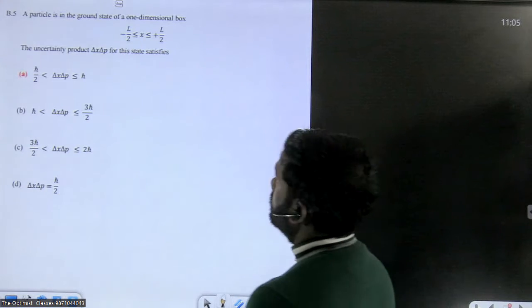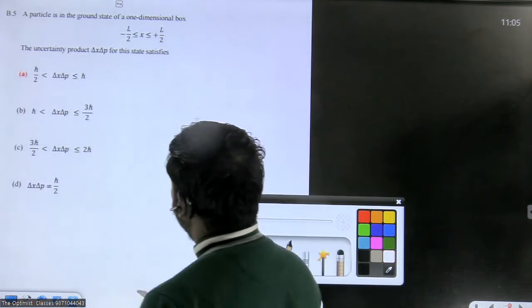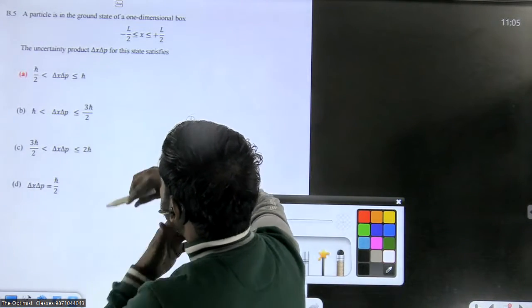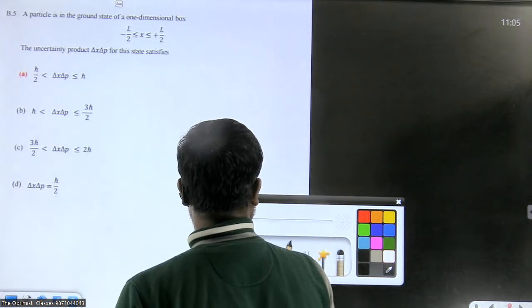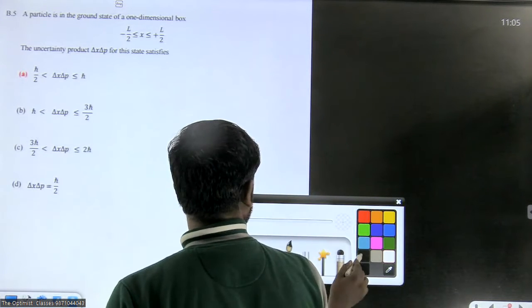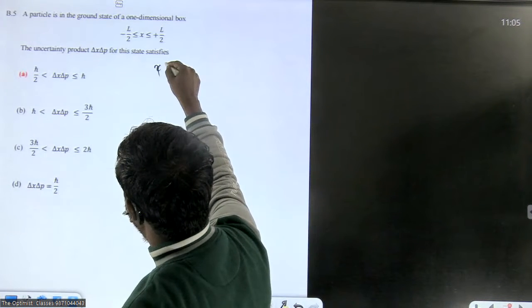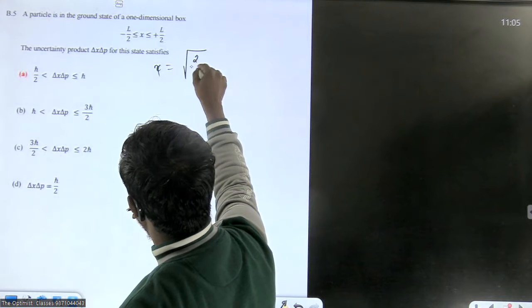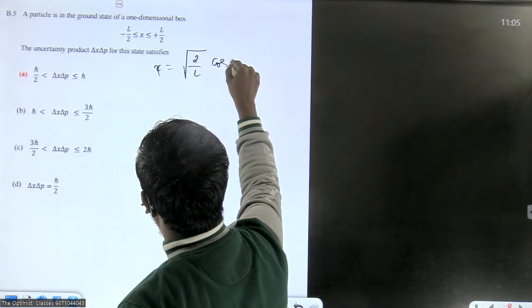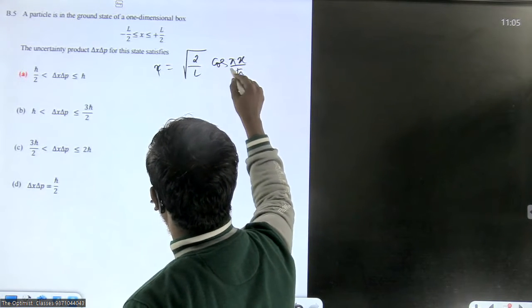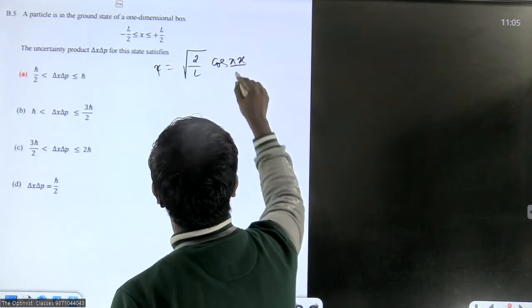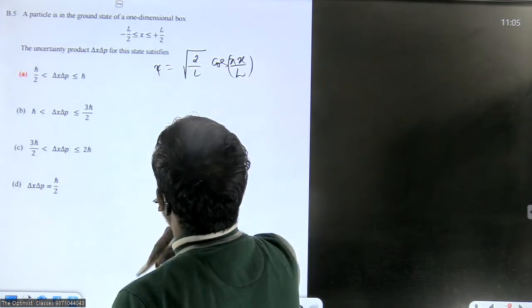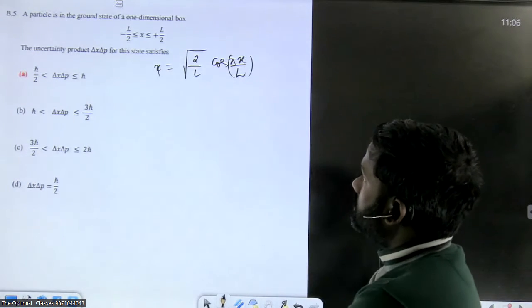This is a question from quantum mechanics. The question says uncertainty. This is a particle in a box in ground state. So if you write its wave function, you get psi equal to root under 2 by L and cos(pi x by L). This is what you get. That is the ground state wave function.